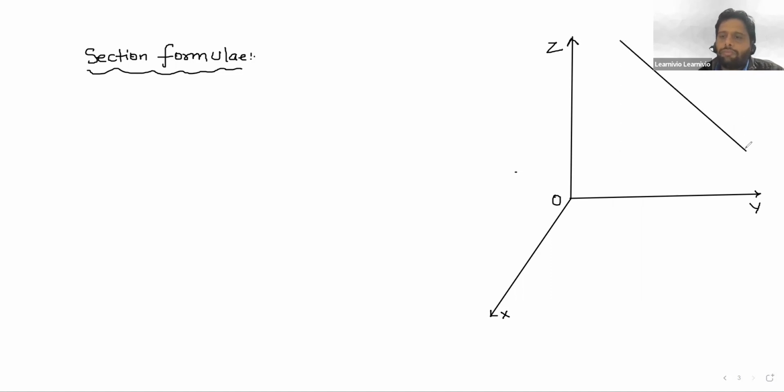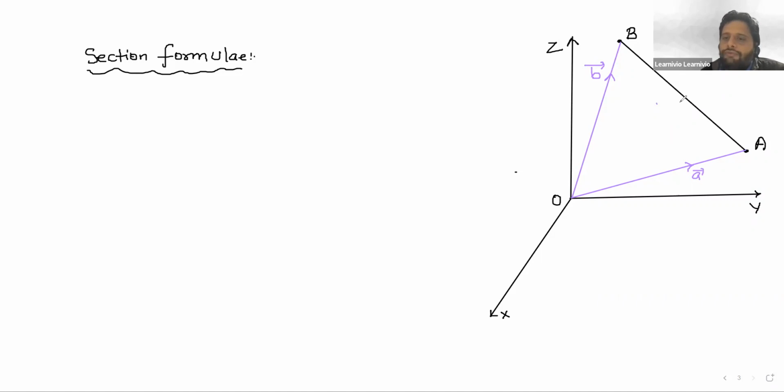So you have a point A and you have a point B. Point A has the position vector A, point B has the position vector B. So these two are given. In this figure, there is a point A and a point B whose position vectors are given.